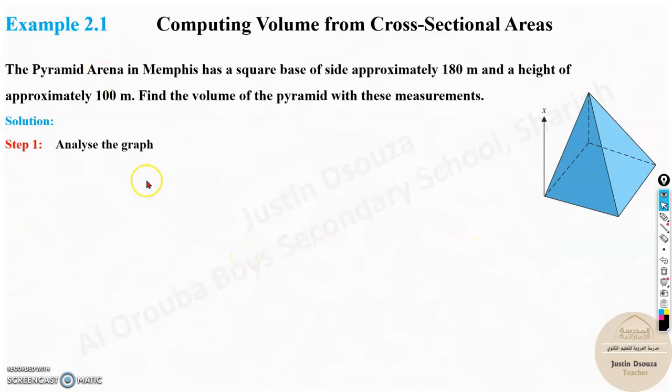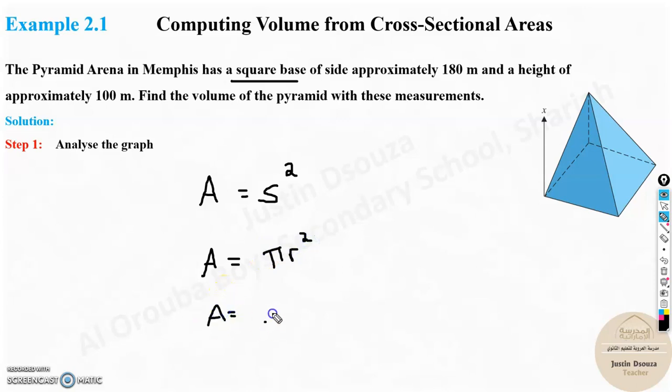Before we go to step one, I want to tell you a few things. In these types of problems, you must see what is given in the question. Here they have told us a square base. The area of a square is side to the power 2, so you should know it's side squared. If it was a circular base, then it would be pi r squared. If it is rectangular, then length into breadth. It depends on the question. It will be mentioned in the question.